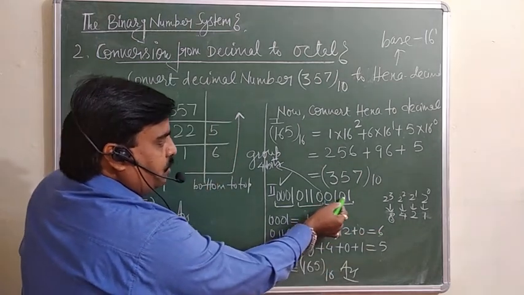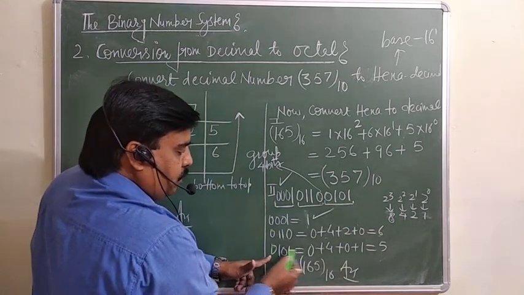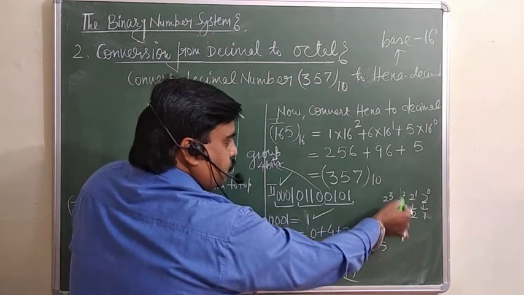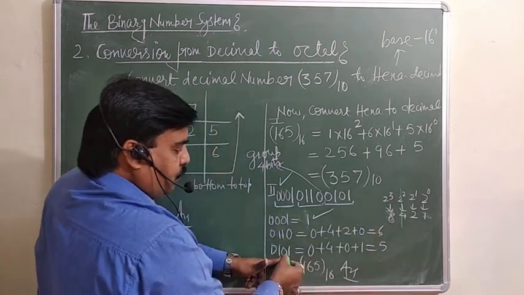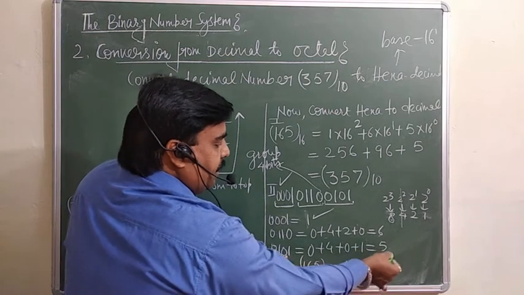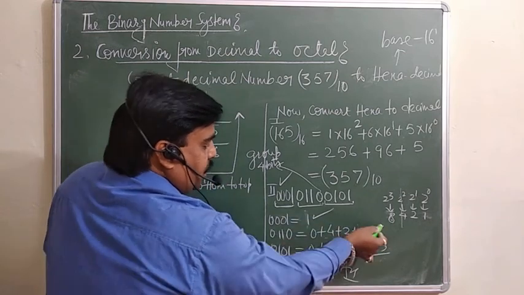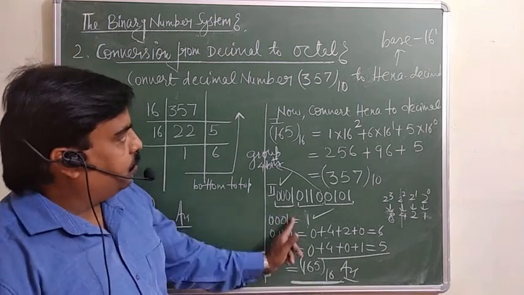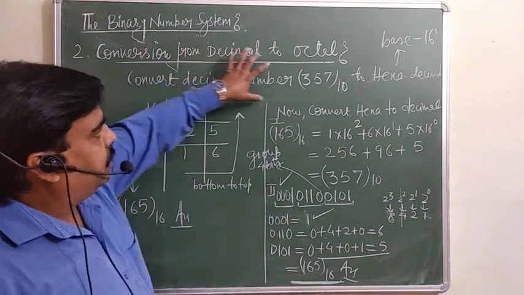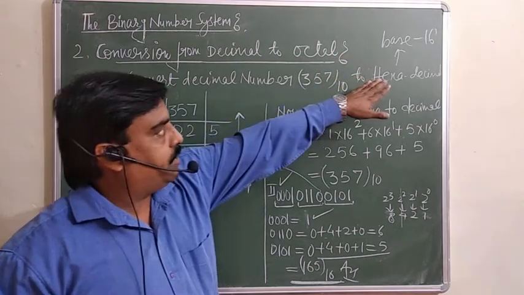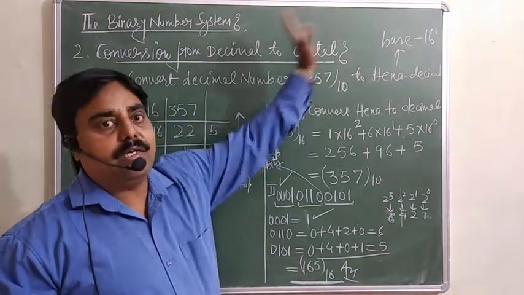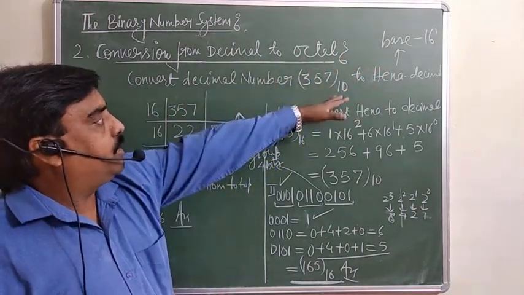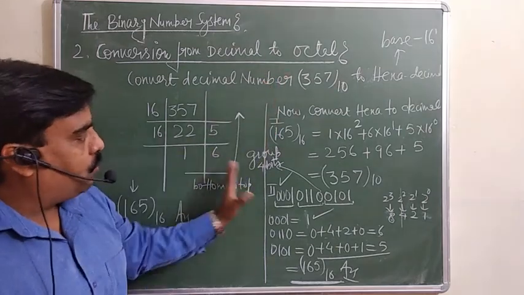Similarly 0 1 0 1, so we will not consider this one, 0. For this one we will consider, so this 4 will come here. Plus for 0 not considered, for this one we will consider, add is 5, and you can write down 1 6 5, and this is your hexadecimal form. So if any decimal form is given, you can write it in hexa, you can write it in octal, you can write in binary. Binary can also be written in the decimal form or any other form. Have a look.